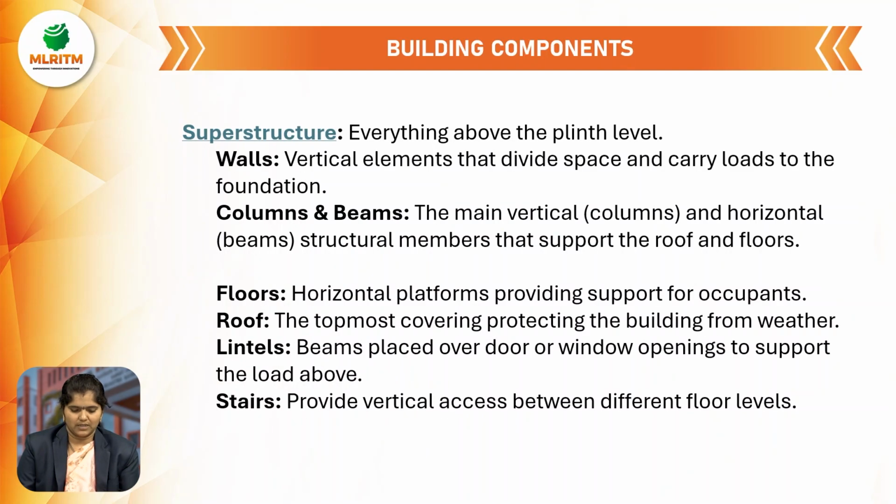Building components. Superstructure. What is superstructure? Above the ground level is superstructure. First, we are talking about walls. Walls, vertical elements that divide the space and carry loads to the foundation. Columns and beams, the main vertical and horizontal structural members that support the roof and floors. So vertical members are called columns and horizontal members are called beams.